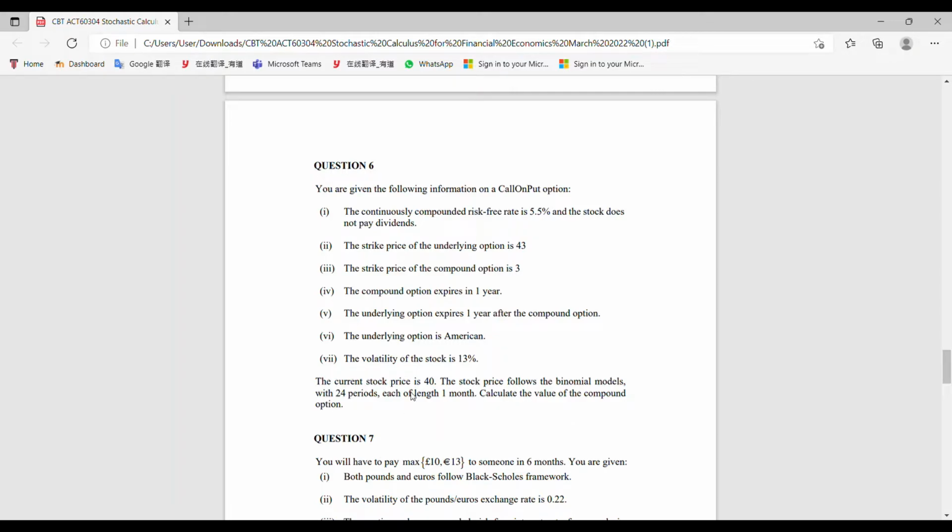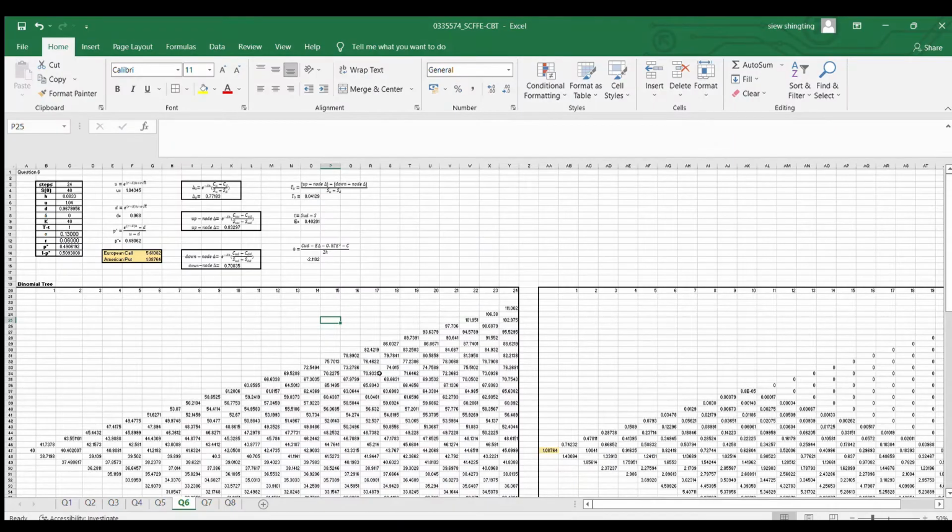So we move to the Excel. For question 6, we just put the data inside this column. For h, because it's 1 month, it's 1 divided by 12. Then we need to calculate u, d, and p star and 1 minus p star.